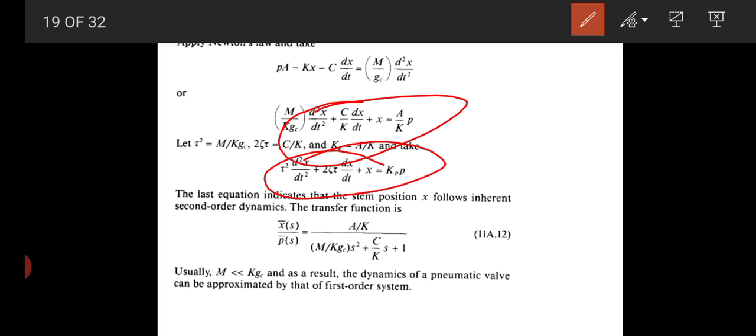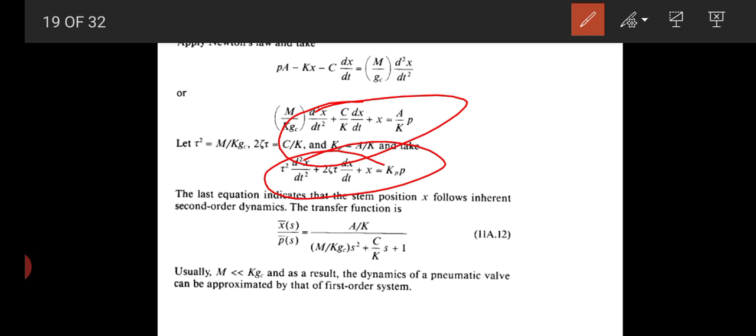If we make m less than k into Gc, as a result the first term of the denominator may be ignored, and after ignoring it, the transfer function becomes a first order system. So that is the beauty of this equation.